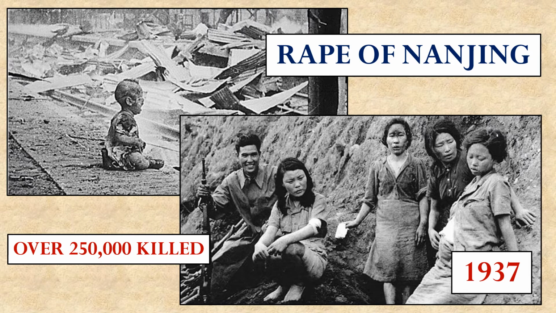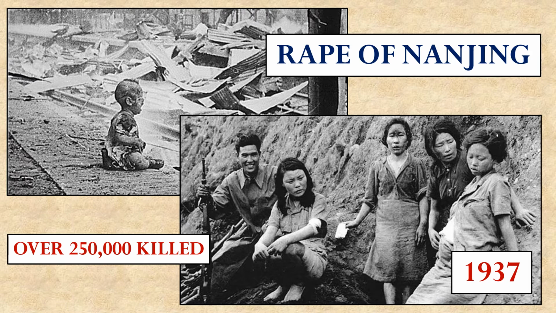Well, it was called Nanking by Westerners, not called Nanjing by the Chinese. This was the capital of China at the time, and they put up a big fight there. But the Japanese were willing to devastate the city in order to win. Over 250,000 people were killed as Japan took the city of Nanjing.